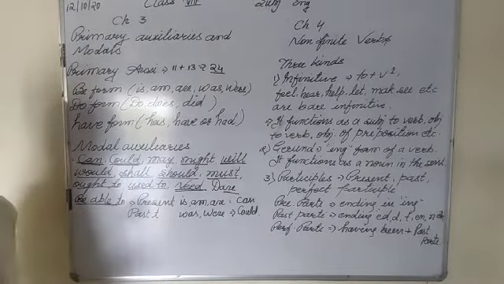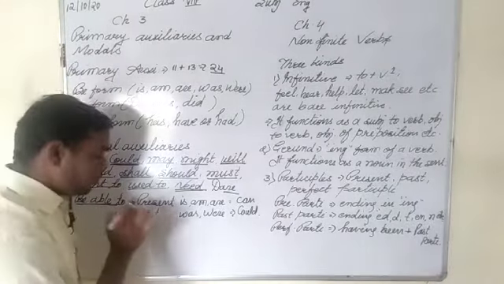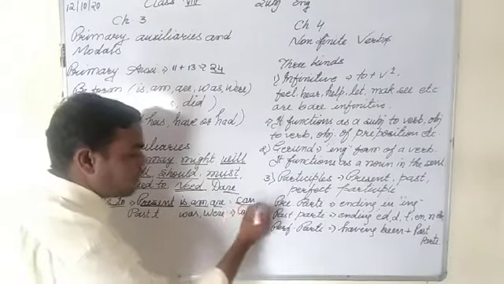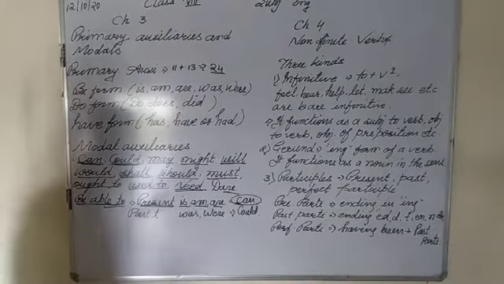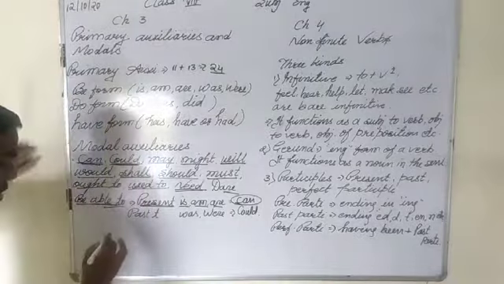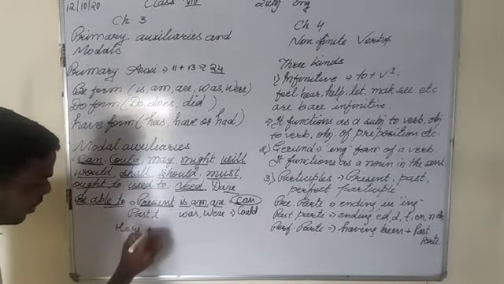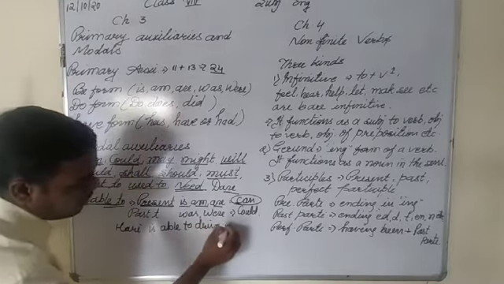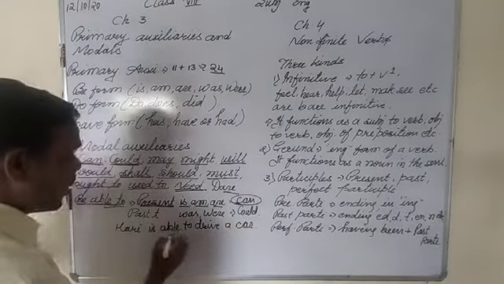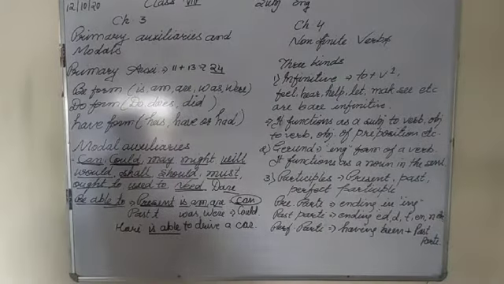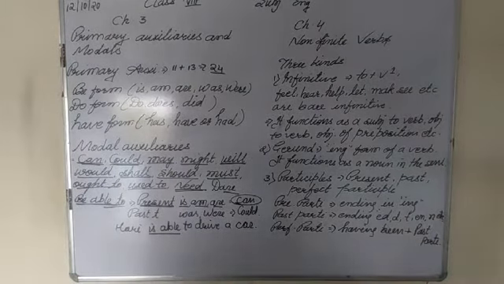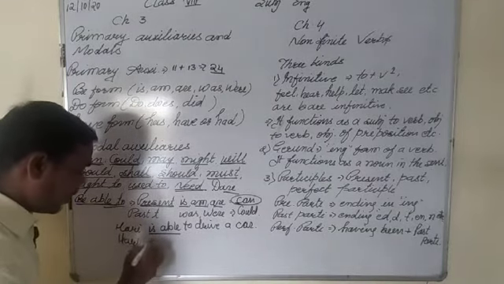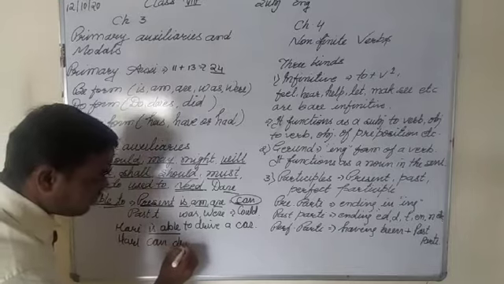Now there is the be able to form in our chapter. If we get be able to as a present, in place of is, am, are, we will use can. Hari is able to drive a car. To drive a car, is able to means be form as a present. Is able to means we can write Hari can drive a car.